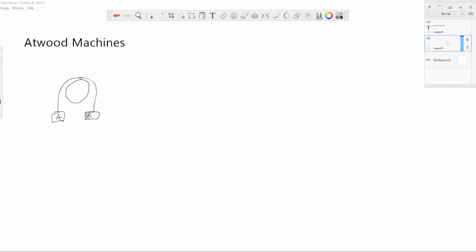Today we're going to do a quick review of Atwood machines and tension forces. If your Atwood machine has no friction and no mass, then you're going to use an F-net equation. F-net is the sum of all the forces on your object.